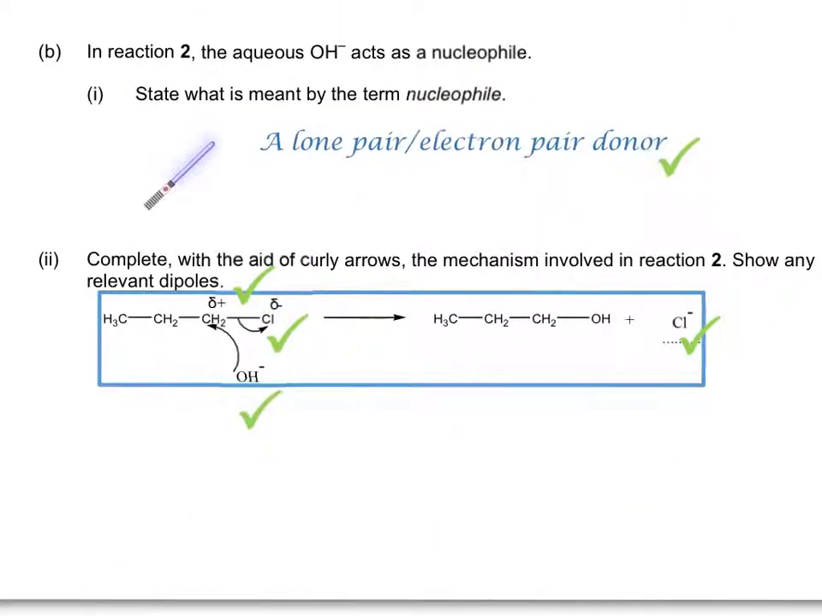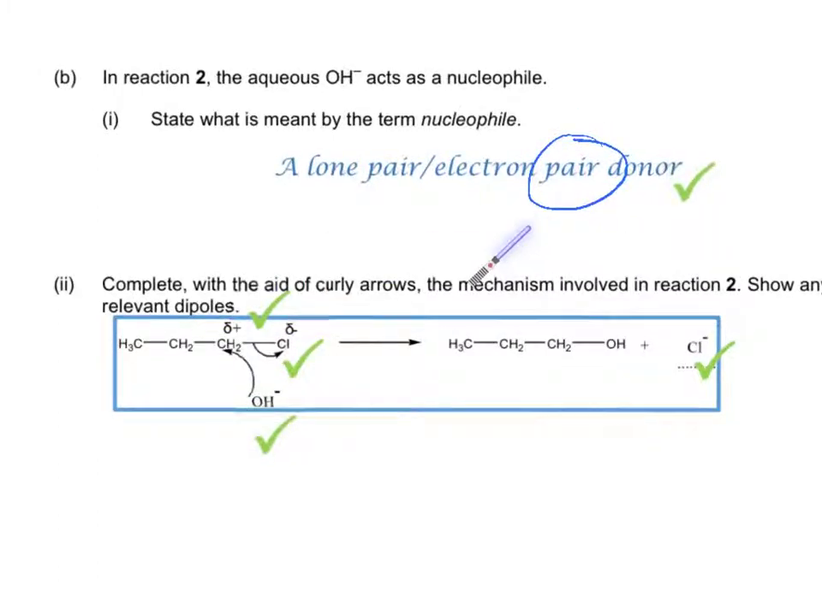The definition of a nucleophile is straightforward from your textbooks or scheme of work. It's a lone pair donor or electron pair donor. The key part here is to ensure that you do not miss out the word pair. This is indeed the most common mistake students make. They leave out this virtually important word pair.